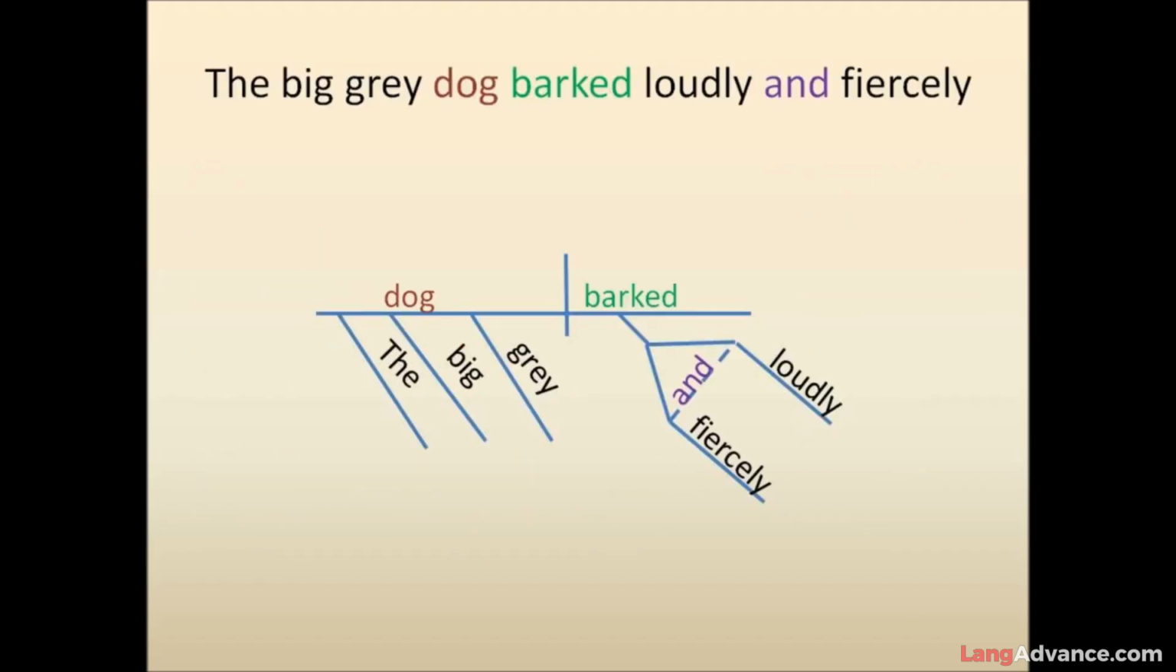The big gray dog barked loudly and fiercely, where the modifiers are placed on an angle, 45 degrees, underneath the word that they modify. Dog is the subject, it's on the left side. Barked is the verb, it's on the right side, or the predicate side. The, big, gray all describe dog. Loudly and fiercely describe how the dog barked. Let's go through it one piece at a time.